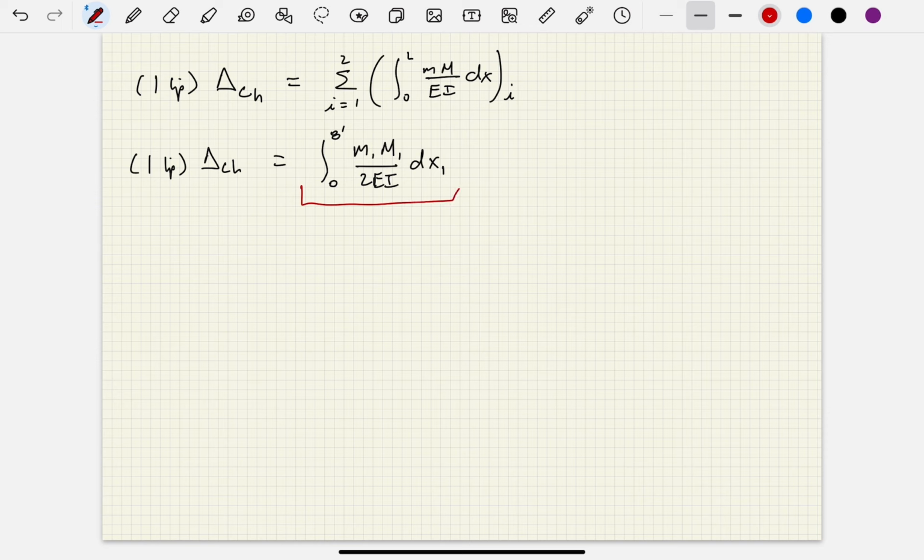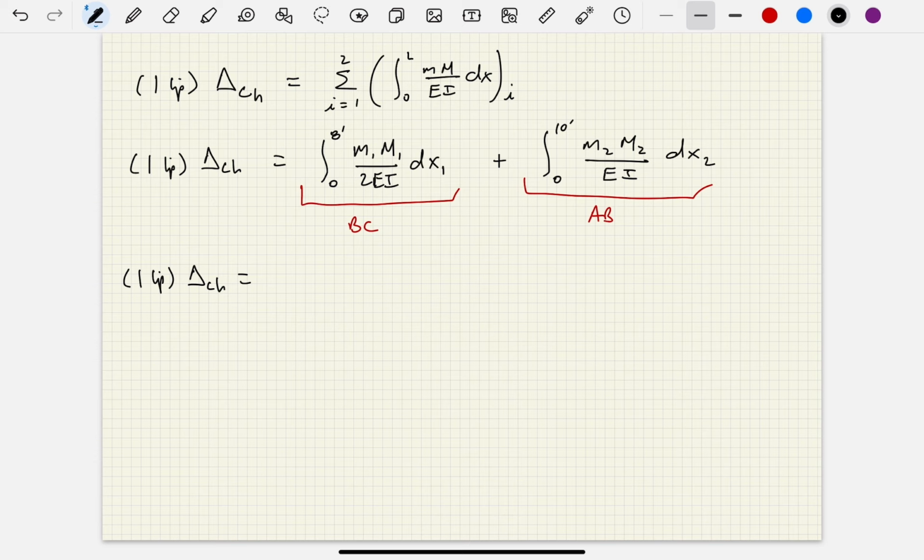So this is that horizontal member BC, because we were calling that M1, little m1 and capital M1. What about the next integral? We're going to say plus, we're going to take the integral from 0 to 10 feet of little m2, capital M2. That was just going to be divided by EI. There's no 2 times there. And then dx2. And this is that segment, that domain AB. So if I expand this out, I'm writing this one step at a time because I want to make sure we don't accidentally lose track of anything.